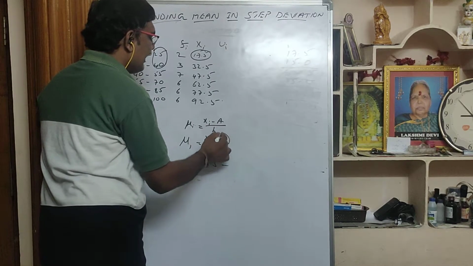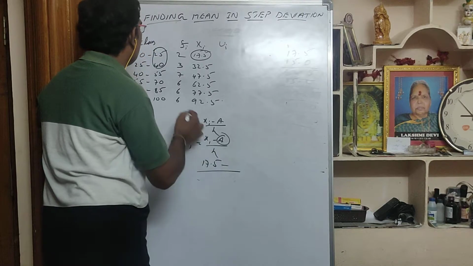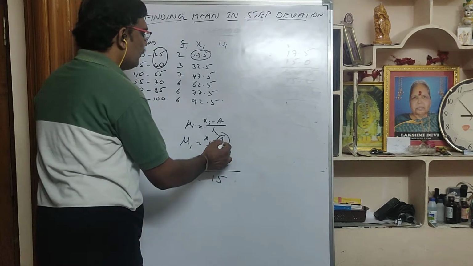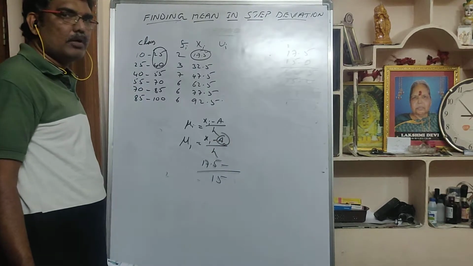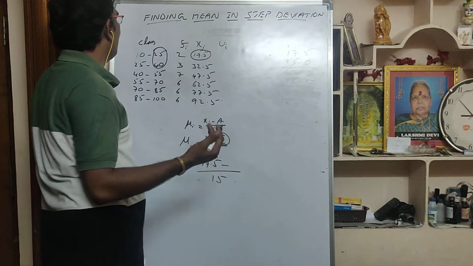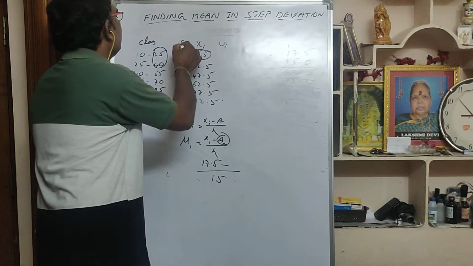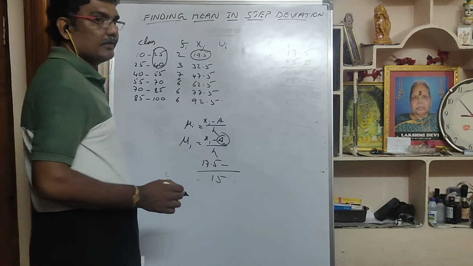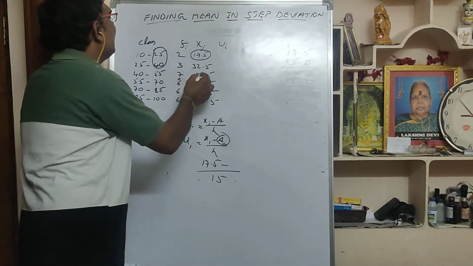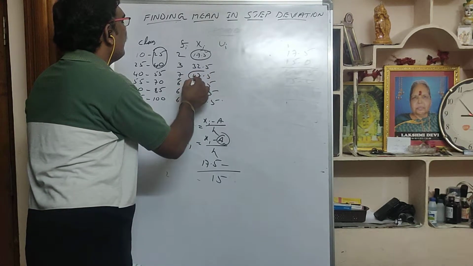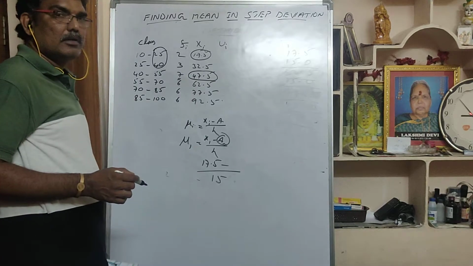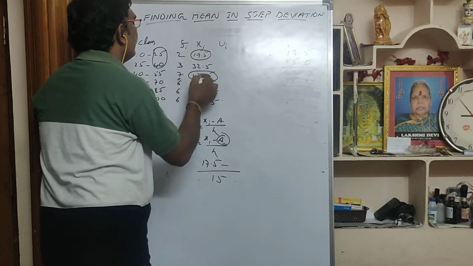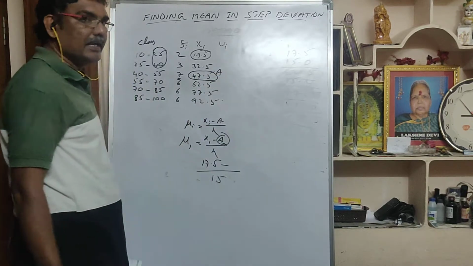Minus a value we don't know. The h value, the height of the class, is 50. So we don't know the value of a. How do you get the a value? In these frequencies, the greatest value is 7. So you have to take the a value from the mid values only, opposite to the greatest value in f. You have to mark it as A.